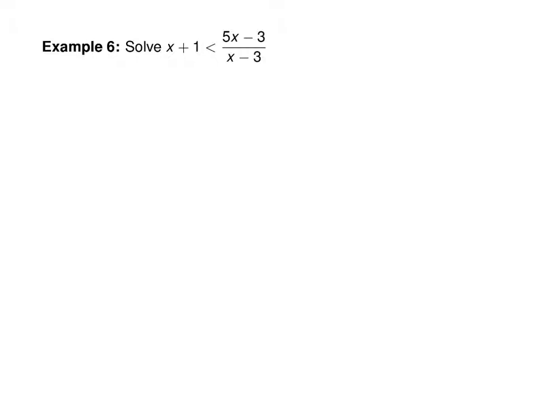Okay, here's how I did this one. What would you think if you saw this? What would you think to try? Subtract x and 1? Okay, so 0 is less than 5x minus 3 over x minus 3, sorry, minus, let's just say minus the whole x plus 1. Does that make sense?